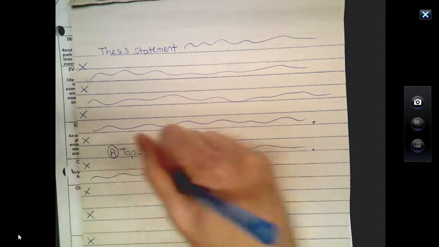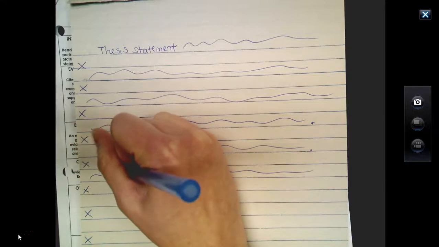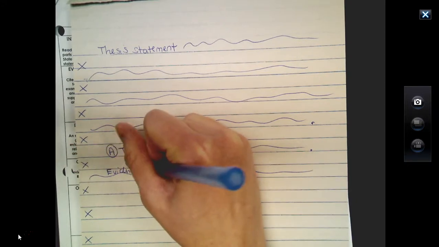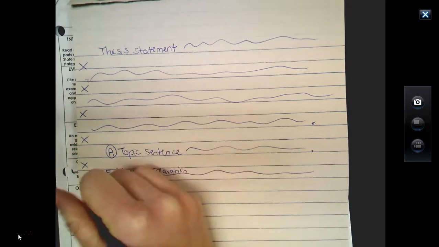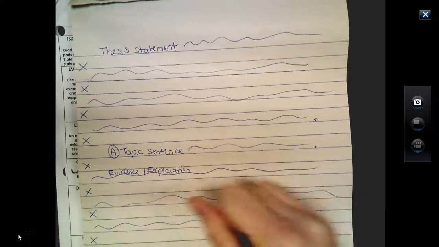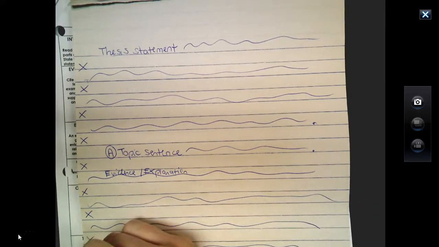So your topic sentence, then you're going to have your evidence and your explanation sentences with sentence starters so that you have transitions in there. And then you're going to have your R, your restatement sentence.